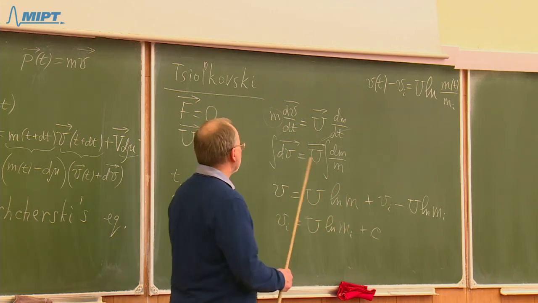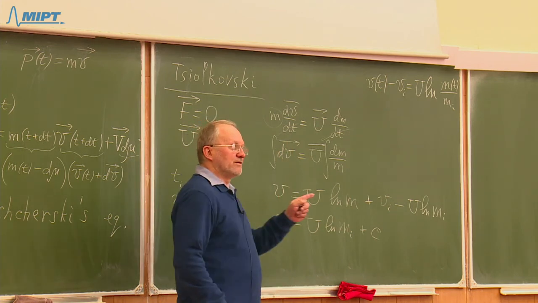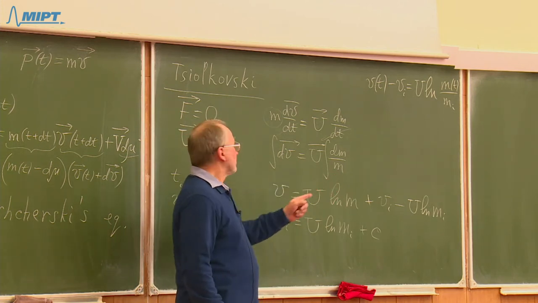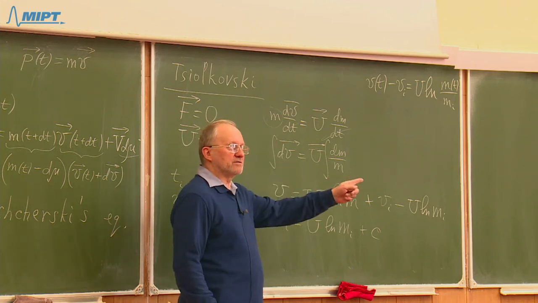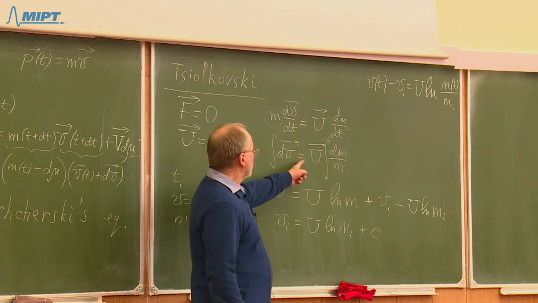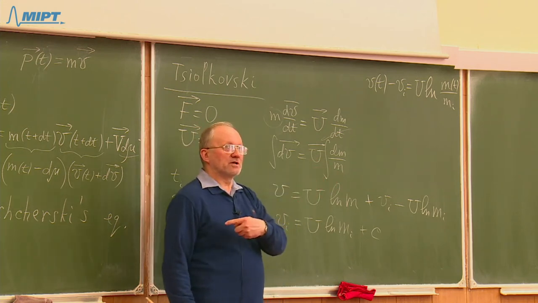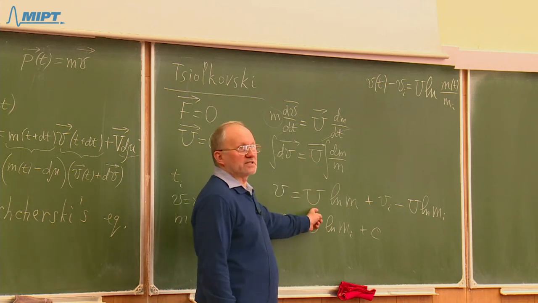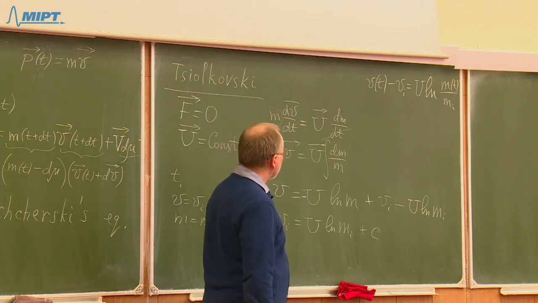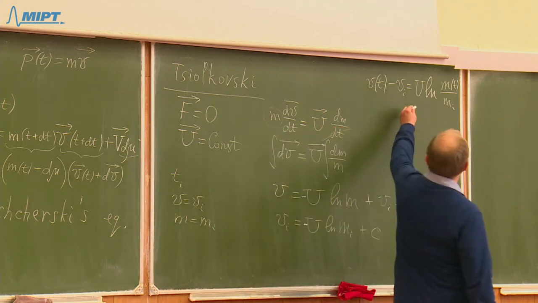I made a small mistake, because this vector dv is directed along the rocket motion. It's positive, for example. It's the acceleration of the rocket. It's the change of velocity, and the velocity is increasing. So this is positive. But vector u is directed in the opposite direction. So when I go from vector form to scalar form, I should have put a minus sign here, because these two vectors have opposite direction. And so we will have a minus sign here and a minus sign here.